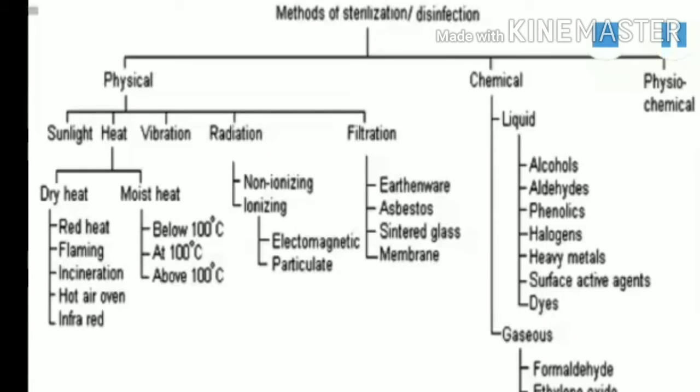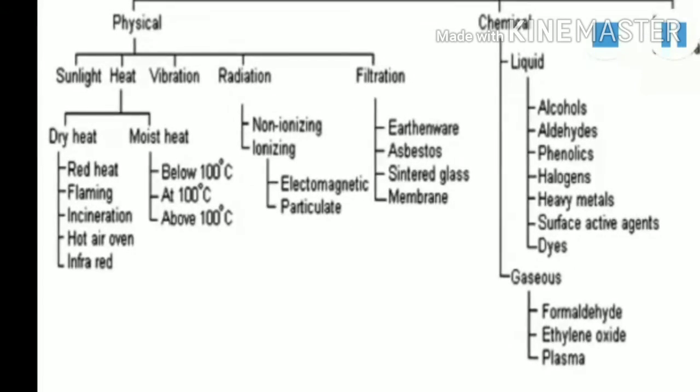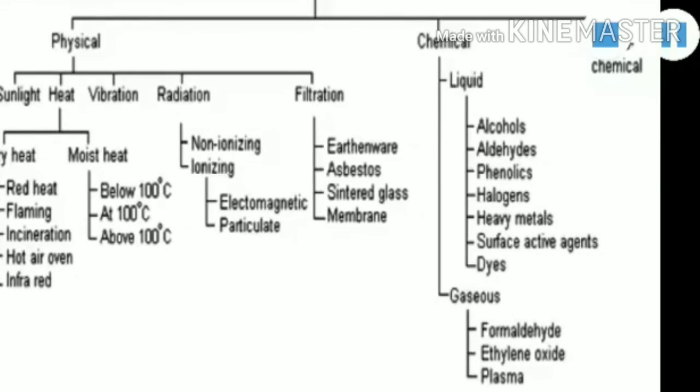Next is chemical methods. Chemical sterilization can be done by liquid and gases. In liquid, alcohol, aldehyde, phenolics, halogens, heavy metals, surface active agents, dyes are used as liquid sterilization. In gases, formaldehyde, ethylene oxide and plasma are used.